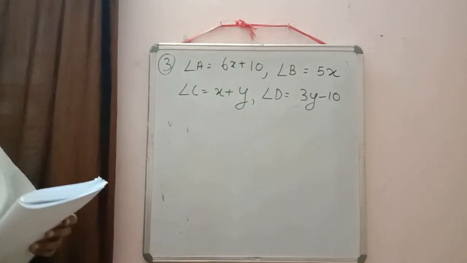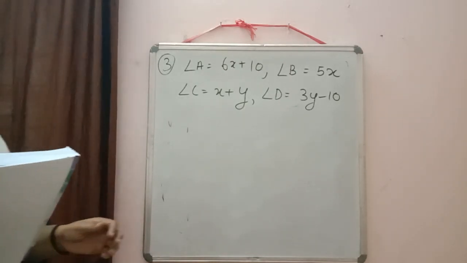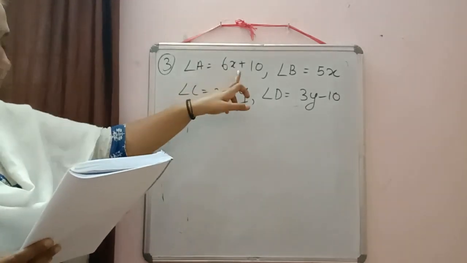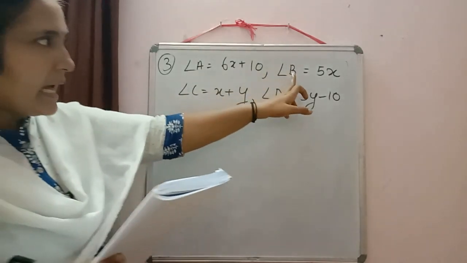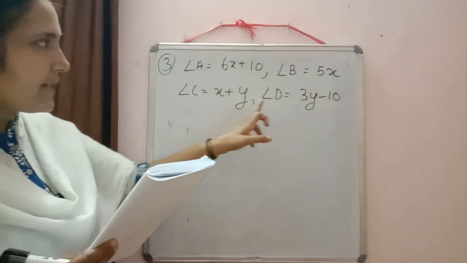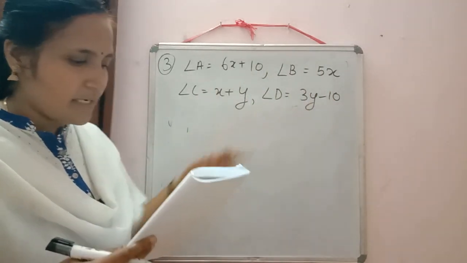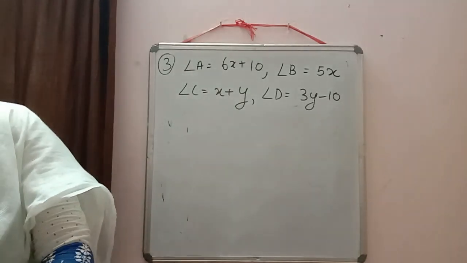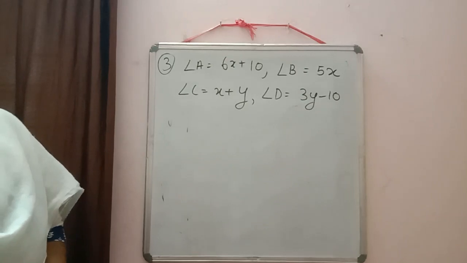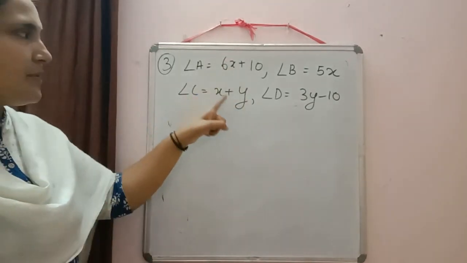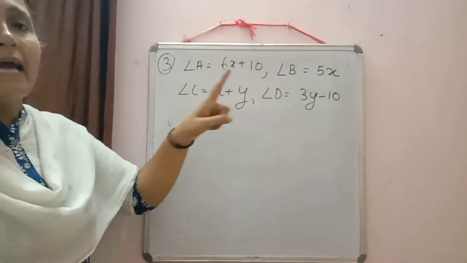In the third question, it is given the angles of a cyclic quadrilateral ABCD are angle A is equal to 6x plus 10, angle B is equal to 5x, angle C is equal to x plus y, angle D is equal to 3y minus 10. The question is find all the angles. We don't want just the values of x and y. After finding the values of x and y, substitute here and find out all the angles.